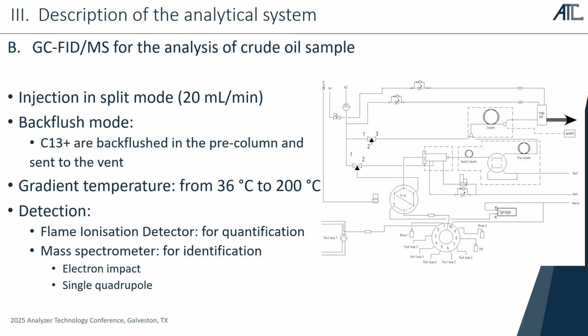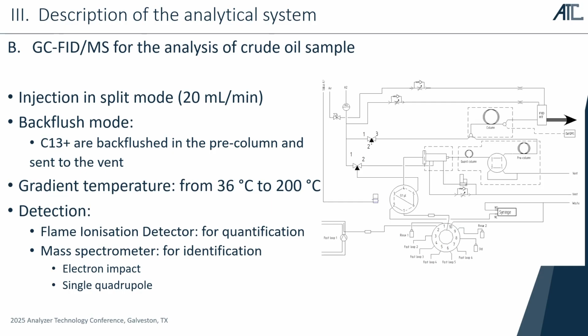A backflush mode has been configured to have the C13 plus backflushed in the pre-column and sent to the vent, so they do not go to the detector. But depending on the method, we can go further. We can go up to C40, so with 40 carbons up to the detector. It depends on which area of compounds we are looking for with the system.